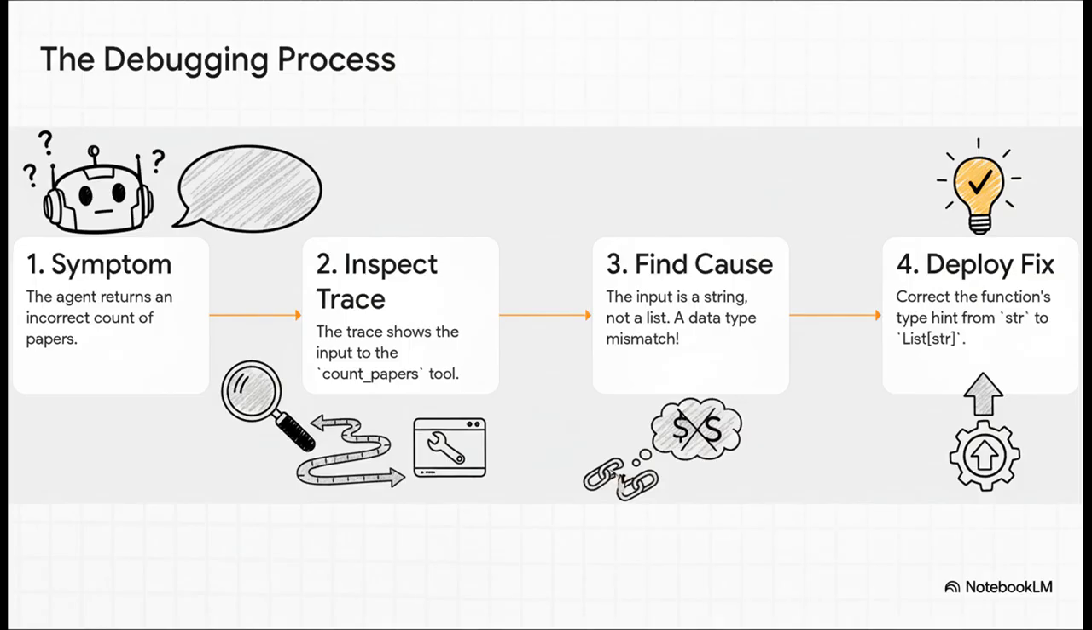Okay, let's make this super concrete with a real example from the source material. So the symptom is, the agent says there are like thousands of research papers, which is obviously wrong. So what do we do? Step 1, we inspect the trace. We can see that a tool called Count Papers was used. Okay, step 2, we look at what was fed into that tool. And bingo, there it is. The root cause is a simple data type mismatch. The code was expecting a list of papers, but it got a single block of text. So it wasn't counting papers, it was counting letters. And once you see that, the fix is immediately obvious. That is the power of having a real debugging process.